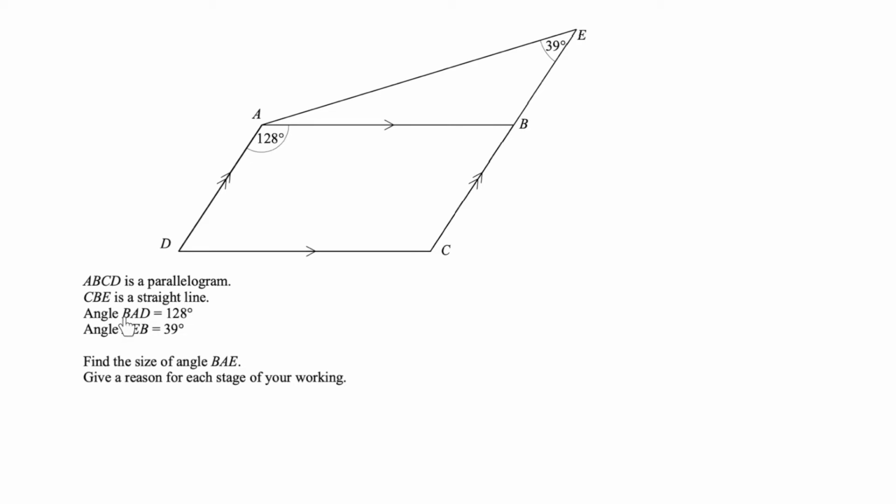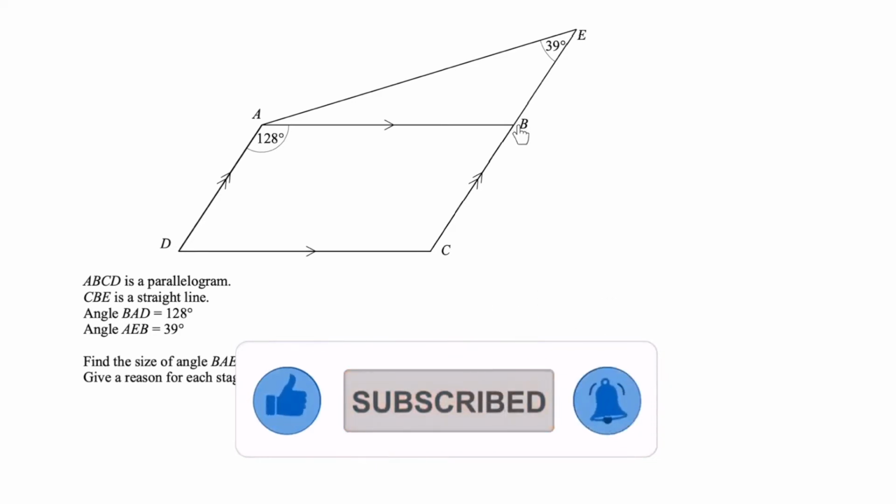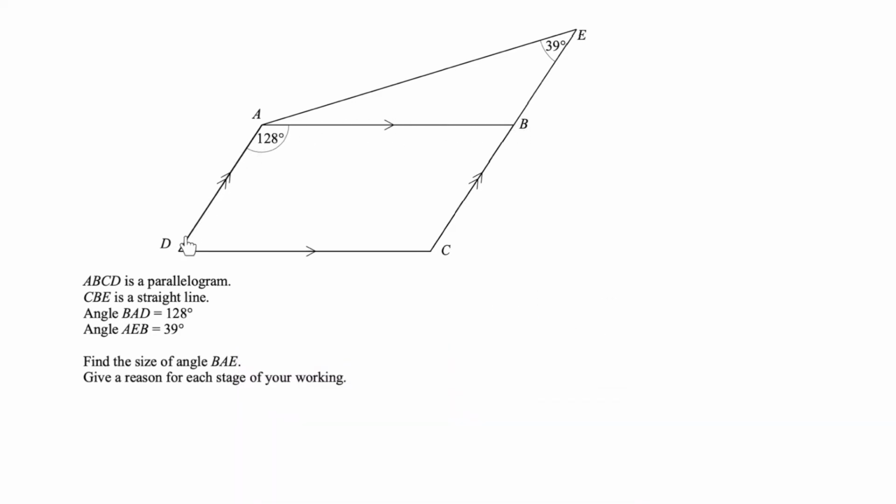That's okay. BAD is 128. Now you need to know how to read these. BAD means follow the lines B, A, D. So the angle is in the middle here, 128. AEB is 39. So that's AEB, that's 39.